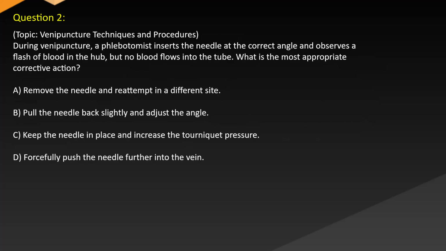Question 2. Topic: Venipuncture techniques and procedures. During venipuncture, a phlebotomist inserts the needle at the correct angle and observes a flash of blood in the hub, but no blood flows into the tube. What is the most appropriate corrective action?